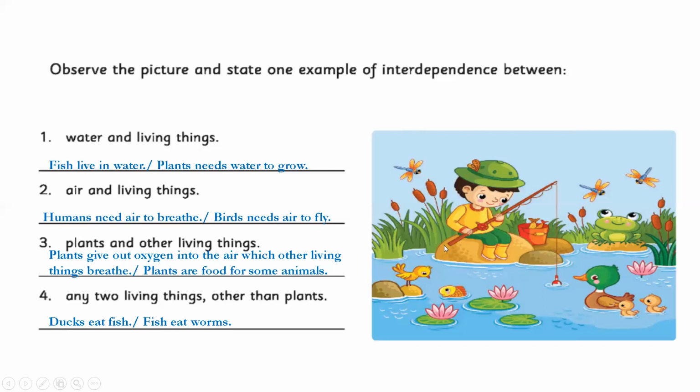So from this, the surrounding in which we live is known as the environment. Each environment has both living and non-living things, and these living and non-living things depend on each other for their survival, that is interdependence. So we discussed some places, about the living and non-living things, and how they are depending on each other, right?